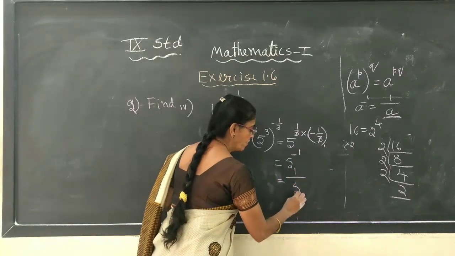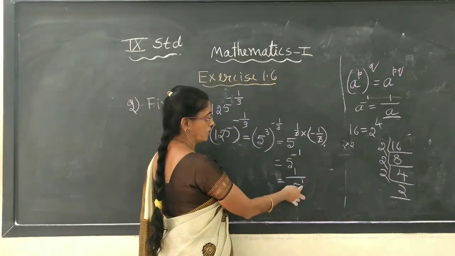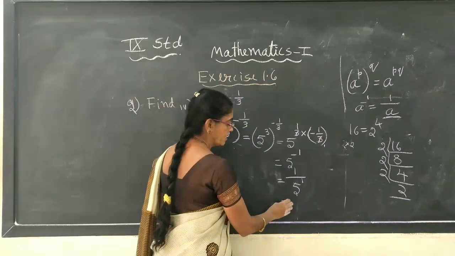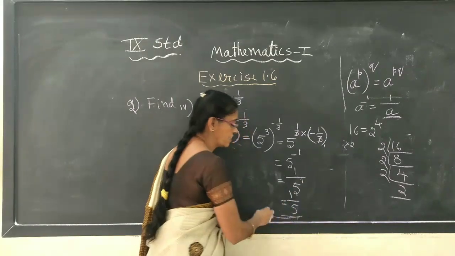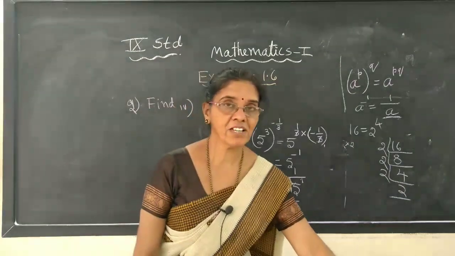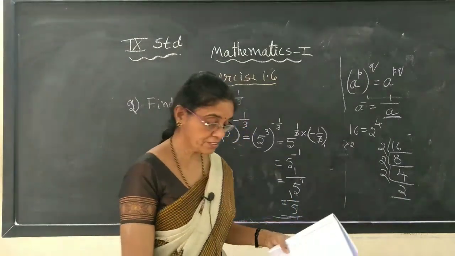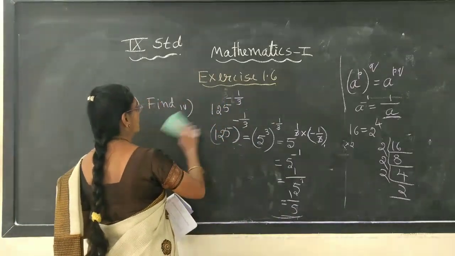1 divided by 5 to the power of 1. If you take it into the denominator, the minus sign becomes plus, or it is nothing but 1 divided by 5 to the power of 1, which is 5. So the answer is 1 by 5, last one, okay. Now third one, last one. I hope you understood the problem.